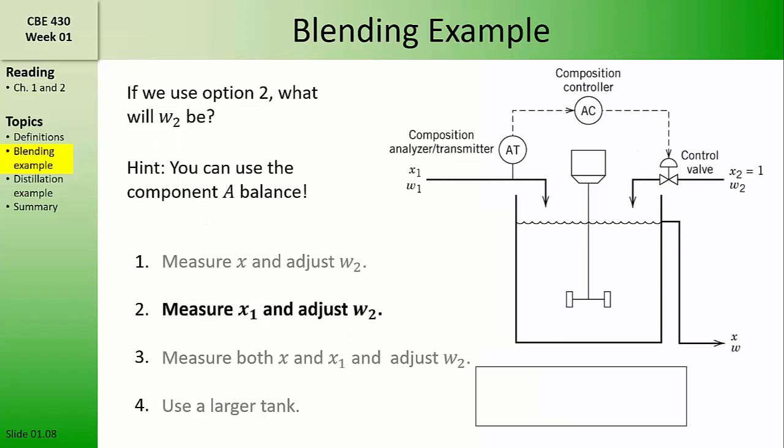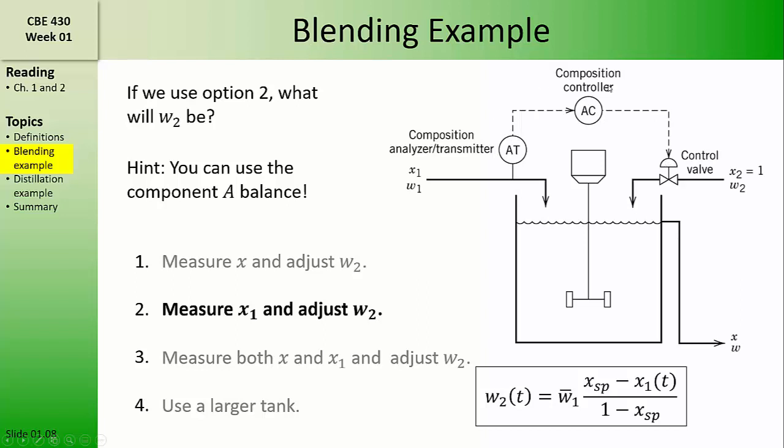If we were to instead use option 2, how would we decide what W2 should be? In this case, we can use the component A balance to determine exactly what W2 should be. We solved this earlier when we were finding what W2 should be for the steady state condition. Now we just make x1 a function of time and W2 a function of time. In this instrument diagram, the composition analyzer transmitter now has been moved to stream 1 and sends its signal to the controller, which then sends its signal to the control valve.